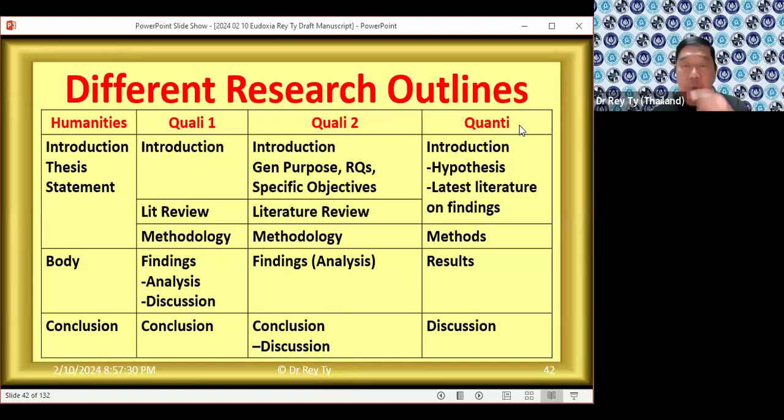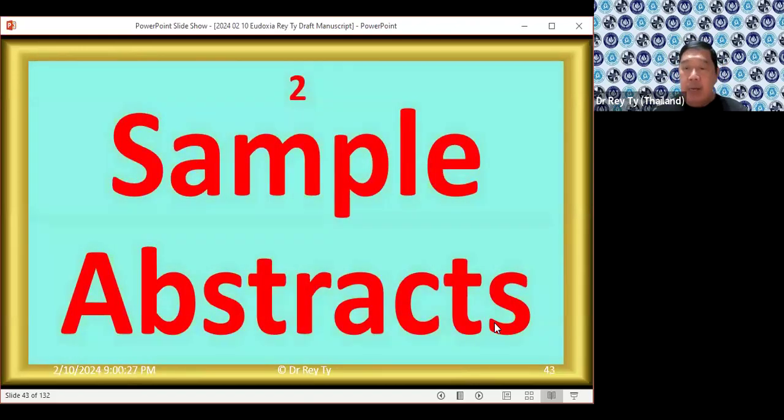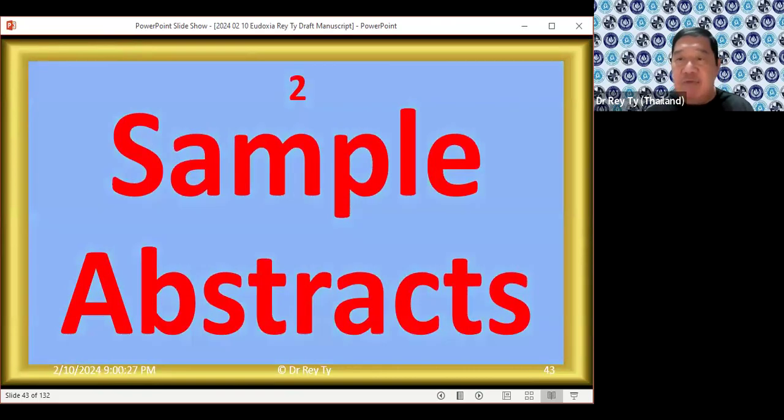In quantitative research, you have a hypothesis, and your literature is already included in the introduction of the latest findings, like what types of vaccines are available and how efficacious are they. And the method section, results, that's what it's called in quantitative, findings in qualitative, body, that's what it's called in humanities, and conclusion is called discussion. Okay, so different outlines. Here are some sample abstracts that I have written.